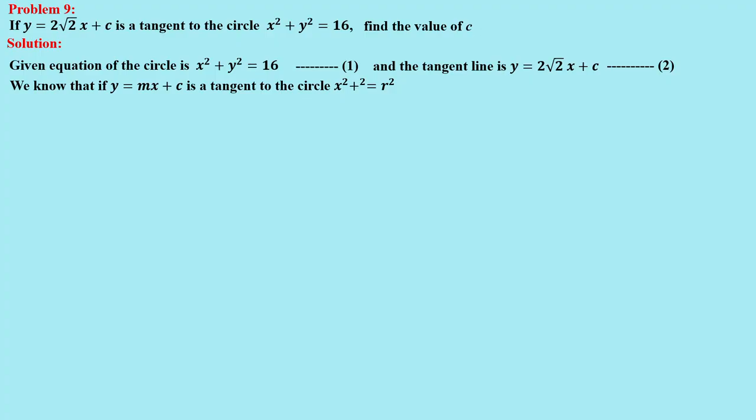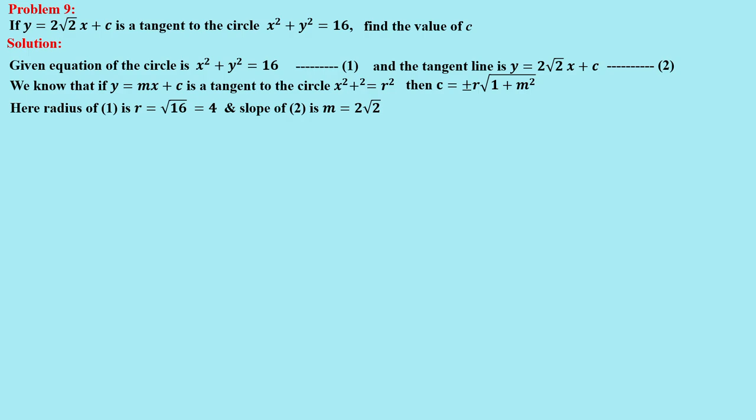We know if y equals mx plus c is a tangent to the circle x square plus y square equal to r square, then c is equal to plus or minus r into root of 1 plus m square, right? Here the radius of 1 is r, that is equal to root 16. r square is equal to 16, r is equal to root 16, that is equal to 4.